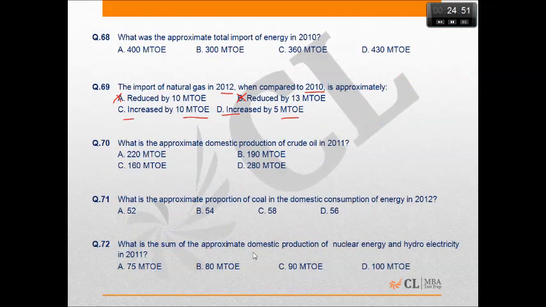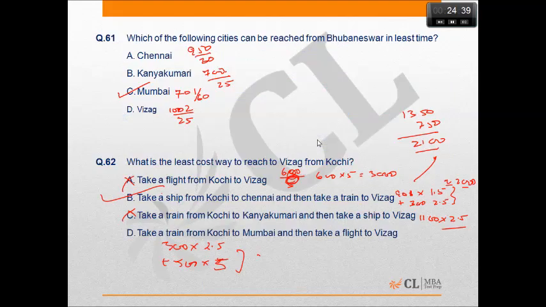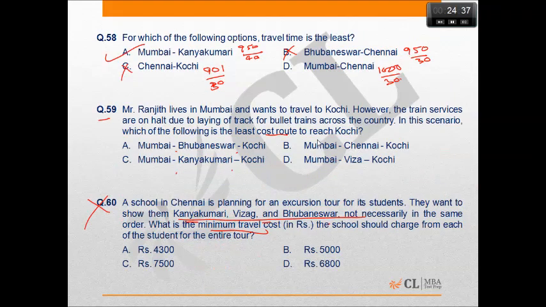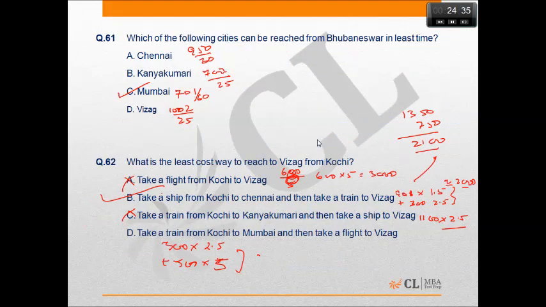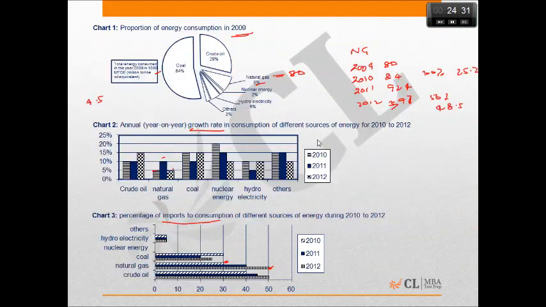Should I take a chance? I'll go with this. The approximate domestic production of crude oil in 2011. Okay, how many questions have I done? One, two, three, four. Four questions I have done.